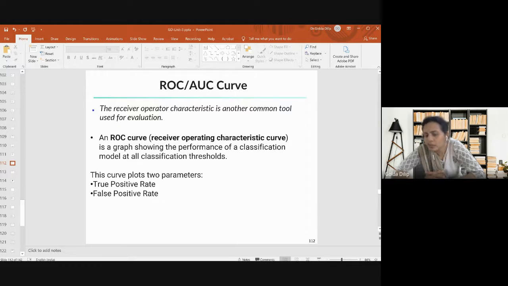Has anyone studied or learnt about this anywhere? This ROC curve?